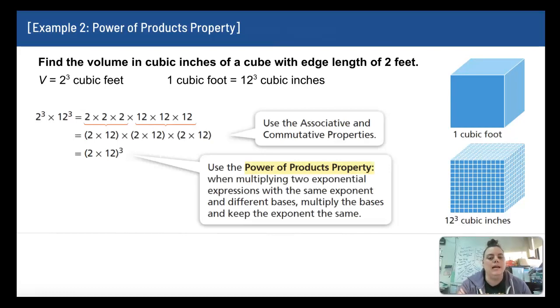So this is called the power of products property. When you have two powers that have different bases, but they have the same exponent, you can multiply the bases and then keep the exponent. 2 times 12 and keep the 3. 2 times 12 is 24, so that ends up giving us 24 to the third power of cubic inches.